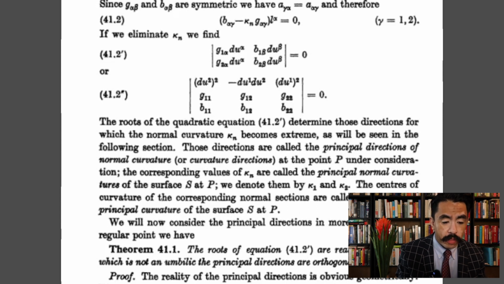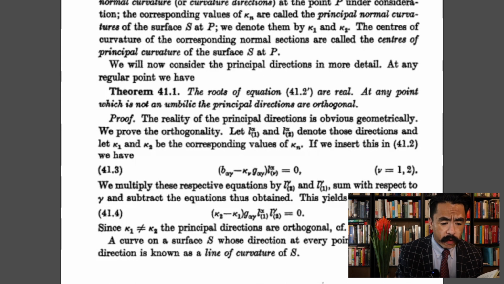Those directions are called the principal directions of normal curvature, or curvature directions, at the point P under consideration. The corresponding values of κ_n are called the principal normal curvatures of the surface S at P. We denote them by κ_1 and κ_2. The centers of curvature of the corresponding normal sections are called the centers of principal curvature of the surface S at P. We will now consider the principal directions in more detail.